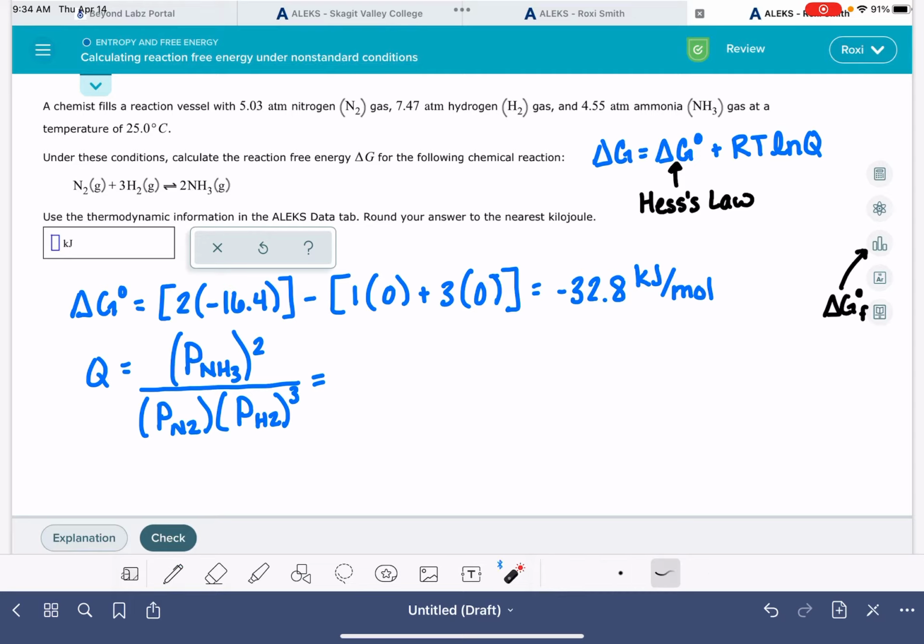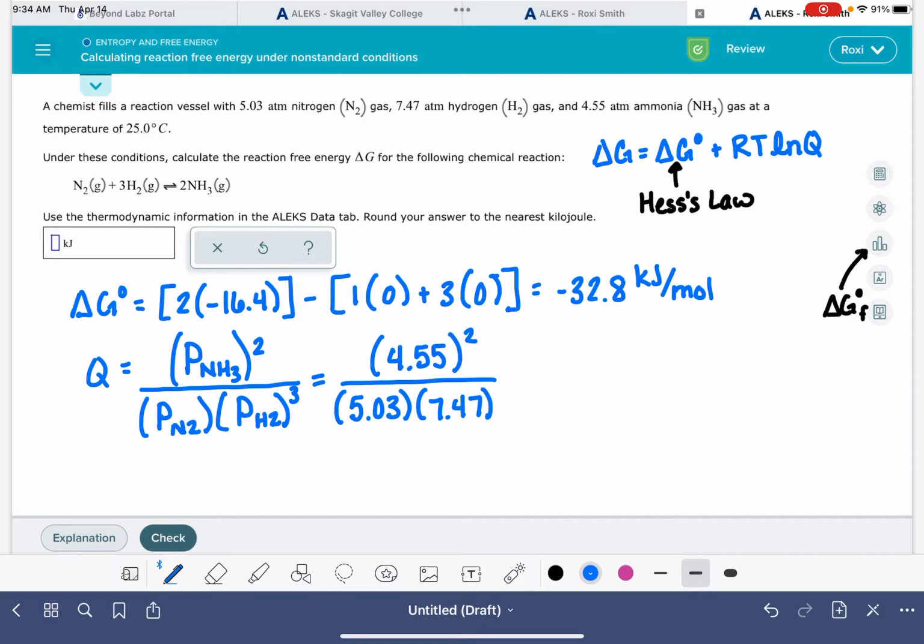And then we are going to be plugging in these pressures from the problem. The pressure of NH3 is 4.55. Again, I'm just going to be leaving units off to save space, 4.55. The pressure of N2 is 5.03, and the pressure of H2 is 7.47, and that one needs to be cubed because of its coefficient.